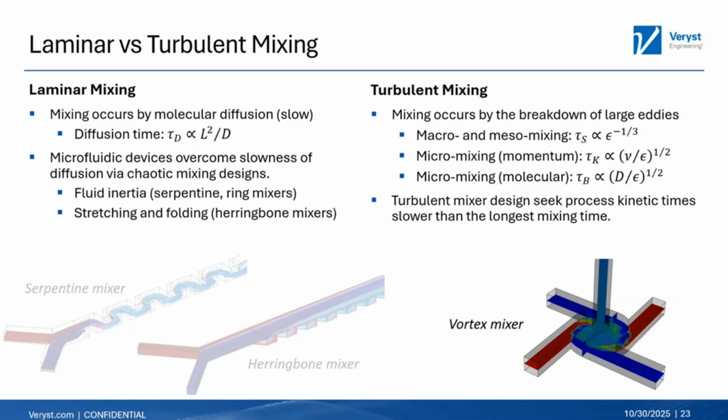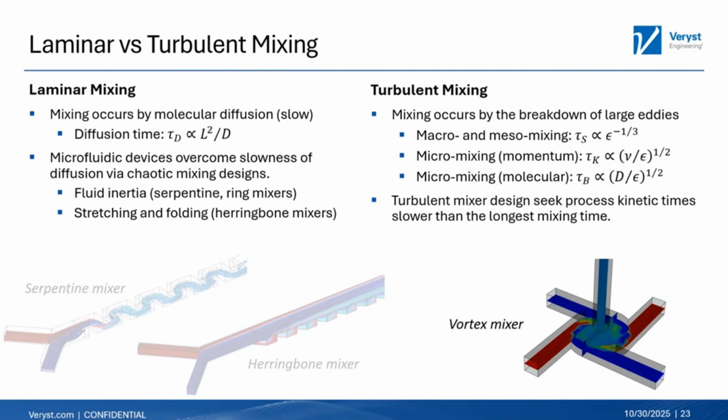And so in microfluidic devices, often what we'll see are techniques to try to overcome the slowness of diffusion via chaotic mixing. That could be by creating a serpentine mixer, which is shown on the left, or a herringbone mixer, which acts to stretch and fold the fluid parcels and enhance mixing.